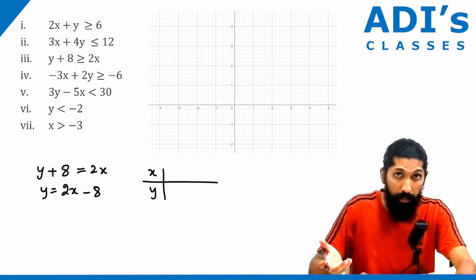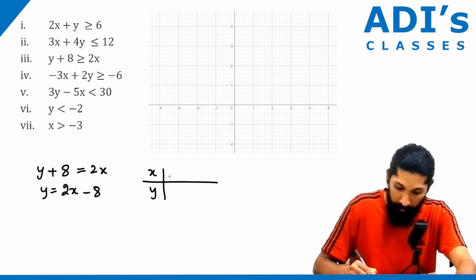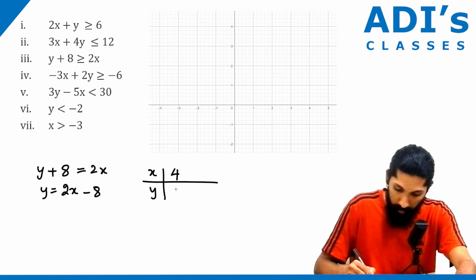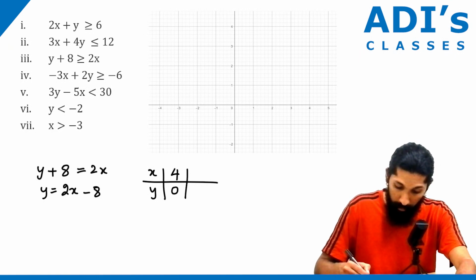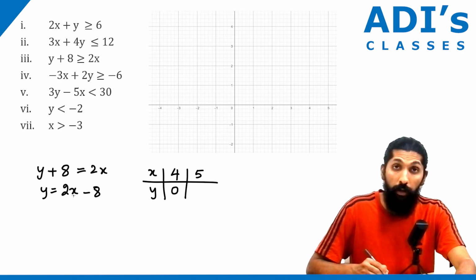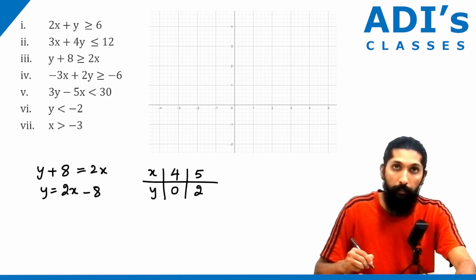We don't have minus 8 in the graph anyway. So, what we'll do, I'll start by taking x value as 4. When x value is 4, y value is going to become 0. Correct? Now, suppose if x value becomes 5, then 2 into 5 is 10. 10 minus 8 is 2. So, we have this value.